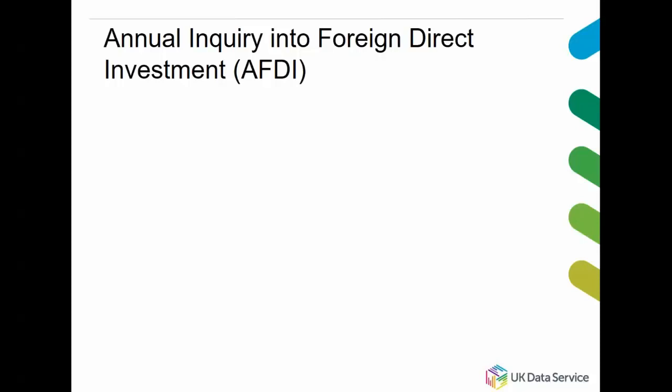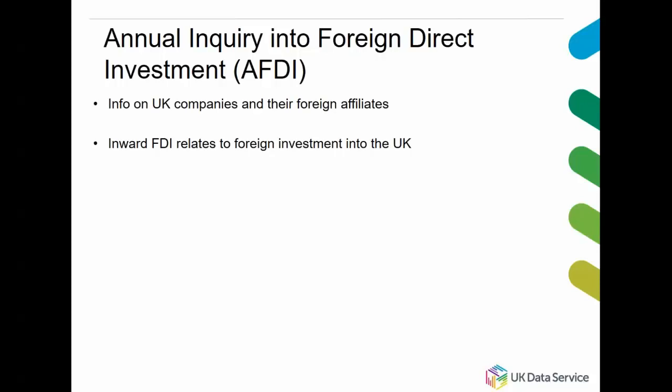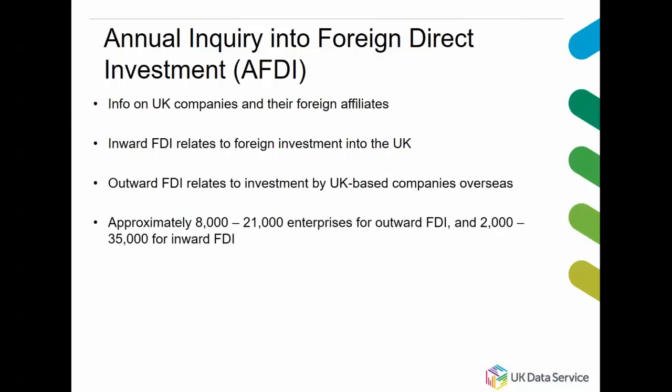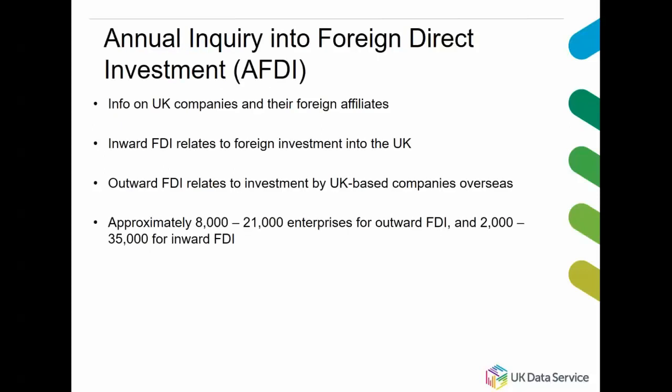The surveys are sent to enterprise group heads. So essentially that means the headquarters of a company, which in turn may own a number of smaller companies based in the UK. So it has info on UK companies and their foreign affiliates. Inward FDI relates to foreign investment into the UK, whereas outward relates to investment by UK-based companies overseas. Coverage-wise, we're looking at around 8,000 to 21,000 enterprises for outward FDI and 2,000 to 35,000 for inward. So yeah, that's that one.